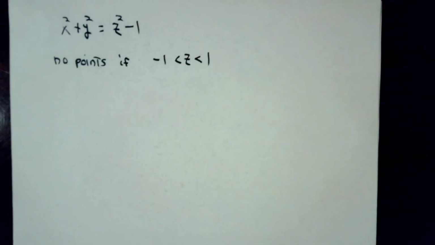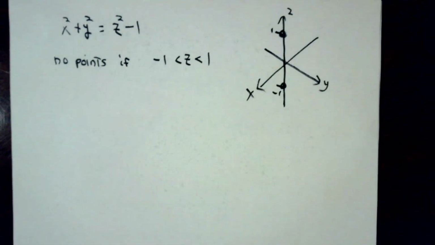The first positive z value that's actually going to give you a point would be z equals 1. That would mean that x squared plus y squared is 0, which would mean you're talking about the origin only. The same thing happens if z equals negative 1. For z values between 1 and negative 1, though, we get no points at all.